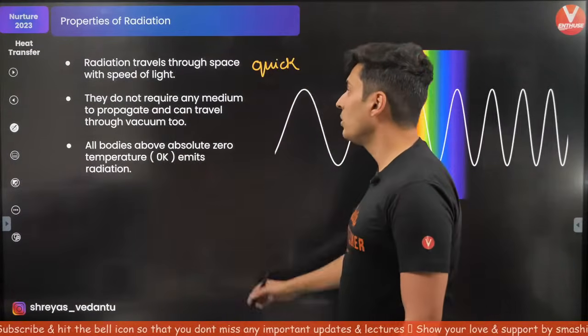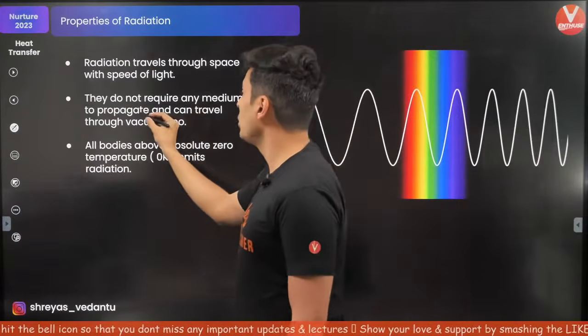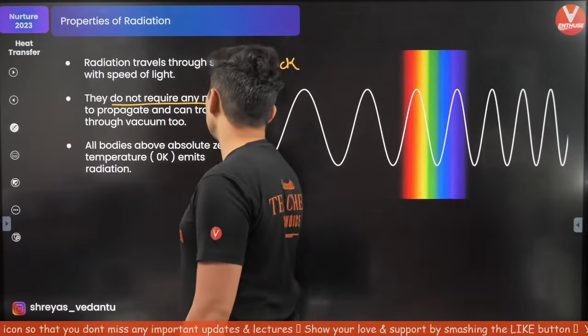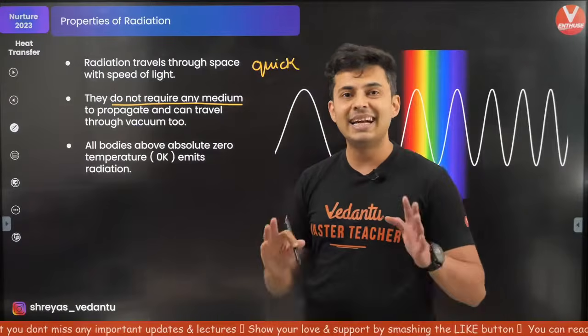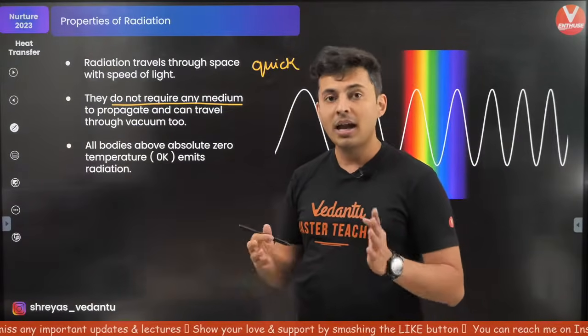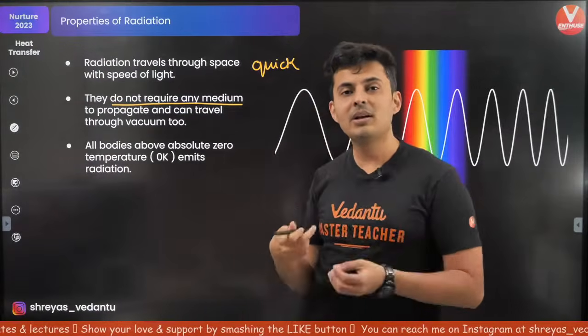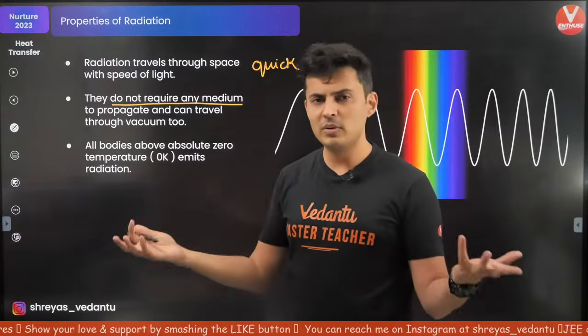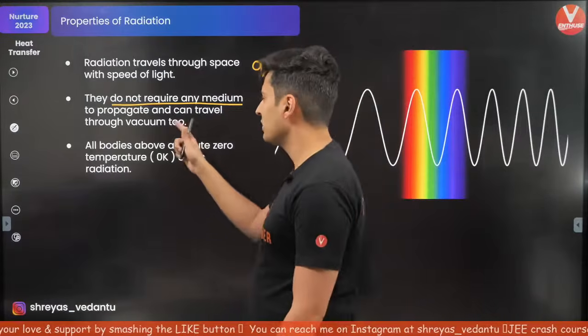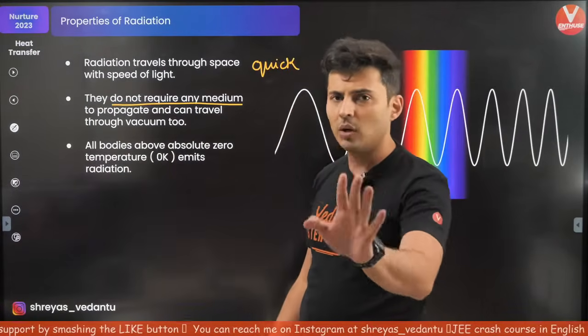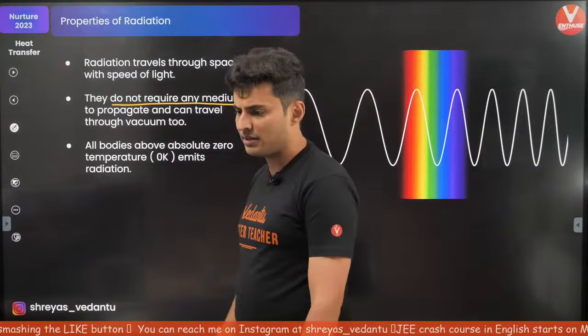The second point, they do not require any medium. Very important, because light can travel even in vacuum. And remember, the moment any radiation enters a medium, depending on the refractive index, the speed will change. Okay, that's obvious because it will follow all properties of light. Is this clear, my warriors?